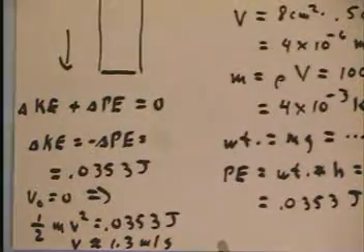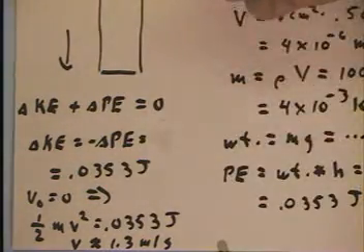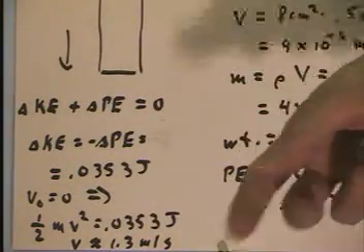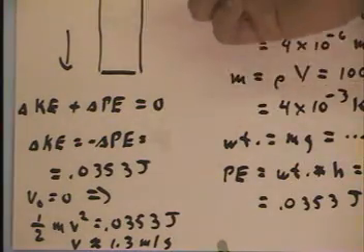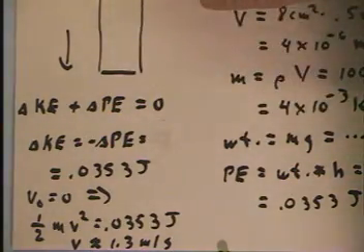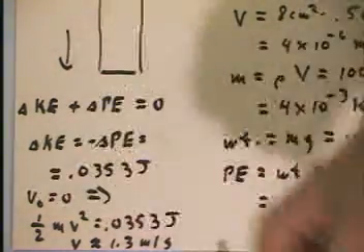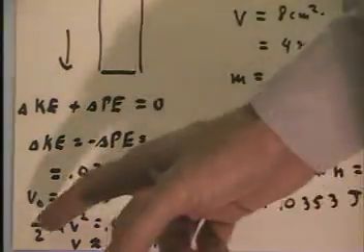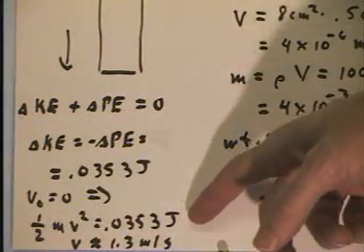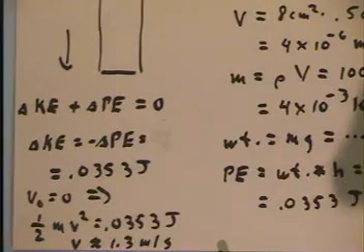V naught is 0. That is, the water in the column really isn't moving very fast. The water up at the top of the column wasn't moving very fast, although it did in fact have a small velocity. So we're still going to say approximately that V naught was 0. So the 1/2 mv squared is going to be your entire 0.053 joules.